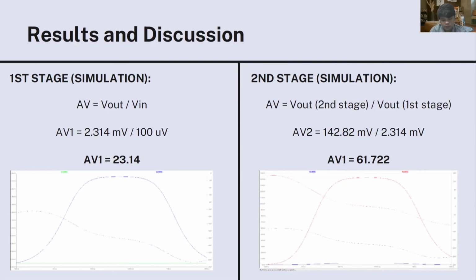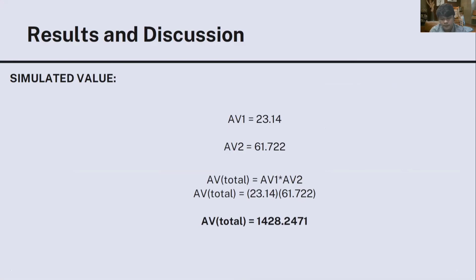However, the voltage output of the second stage is 142.824 millivolts. So from here, the values obtained in the simulation produce voltage gains of 23.14 and 61.722, respectively. Meanwhile, the total voltage gain in the simulation is 1428.2471. In addition, we believe that the bypass capacitor and resistance of the circuit allowed the amplifier to achieve a higher voltage, although there is some distortion.